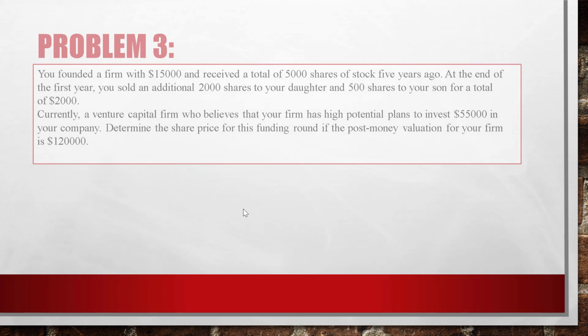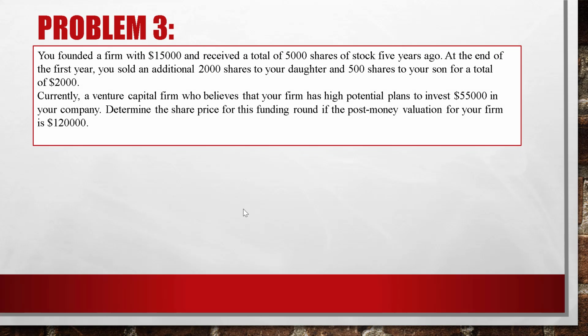So, problem 3. You founded a firm with $15 million and received a total of 5,000 shares of stock 5 years ago. At the end of the first year, you sold an additional 2,000 shares to your daughter and 500 shares to your son for a total of 2,000. Currently, a venture capital firm who believes that your firm has high potential plans to invest $55,000 in your company. Determine the share price for this funding round if the post-money valuation for your firm is $120,000.